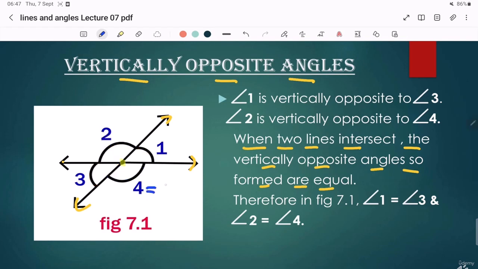Let's say if angle 4 is 40 degrees, then angle 2 is going to be 40 degrees. Let's say if angle 2 is 50 degrees, then angle 4 will also be 50 degrees. Let's say if angle 3 is 70 degrees, then angle 1 is going to be 70 degrees. Let's say if angle 1 is 80 degrees, then angle 3 is going to be 80 degrees. So vertically opposite angles are equal. It is one pair and it is second pair. In this figure, we are having two pairs of vertically opposite angles.